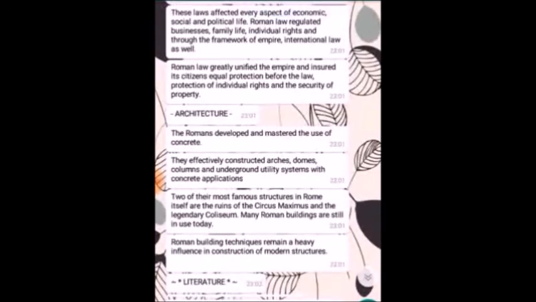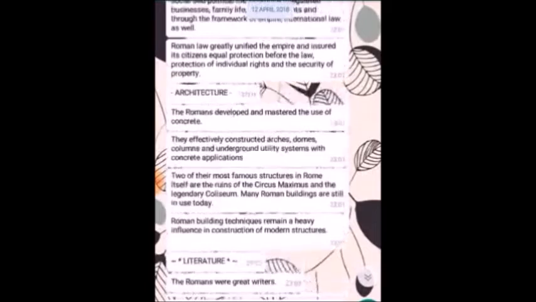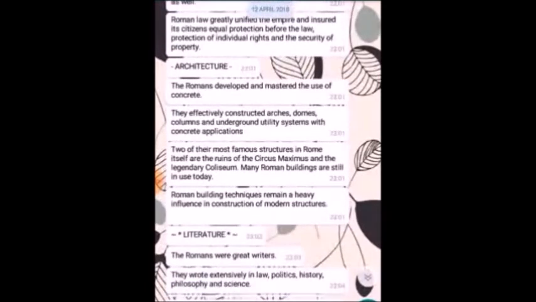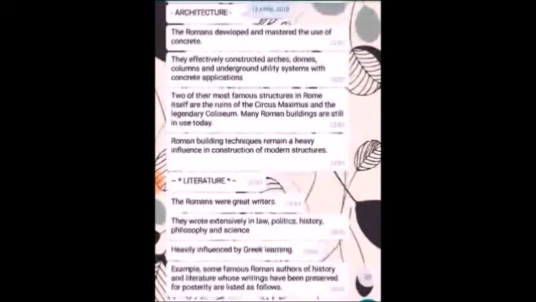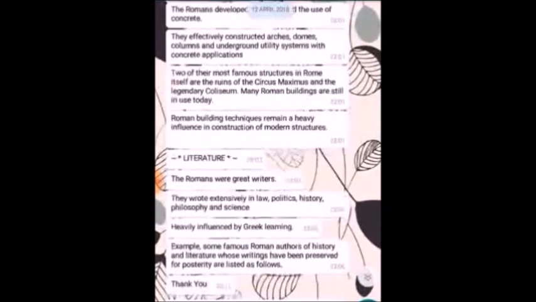Last but not least is literature. The Romans were great writers. They wrote incisively in law, politics, history, philosophy, and science. It was heavily influenced by Greek learning. For example, some famous Roman authors of history and literature whose writing has been preserved for posterity are listed as follows.